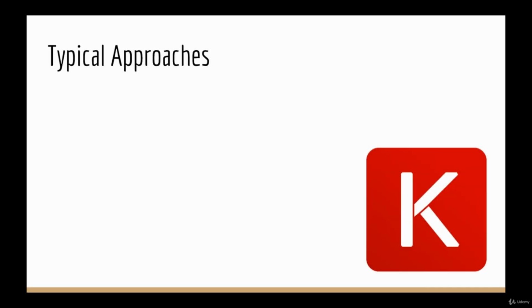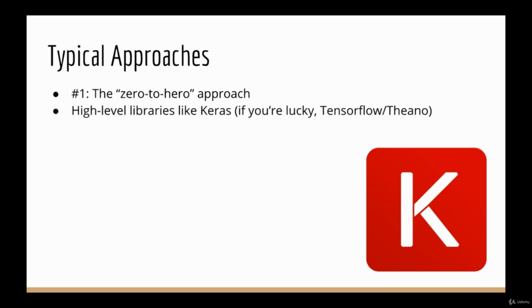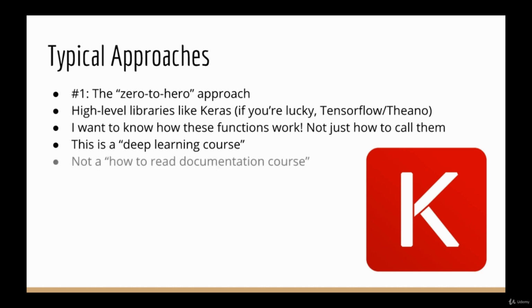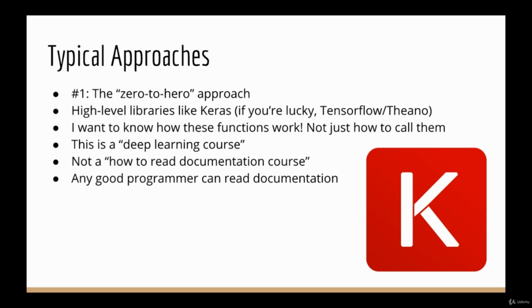So typically, the 2 approaches I see go something like this. Number 1, you immediately go from 0 to hero by learning how to build a neural network using a high-level library like Keras, or maybe if you're lucky, Theano or TensorFlow. For me, that is totally unsatisfactory. I want to know how these functions work, not just how to call them. You are in a deep learning course. So if all I'm given are some facts about how some API works, then I'm not really doing deep learning. I'm just learning how to read documentation. And that's something any sufficiently knowledgeable programmer can do by themselves. You don't need a course for that.